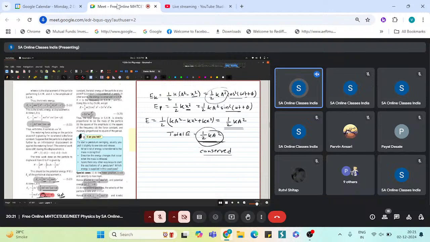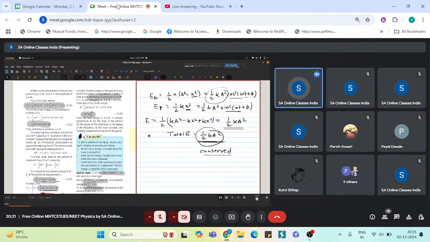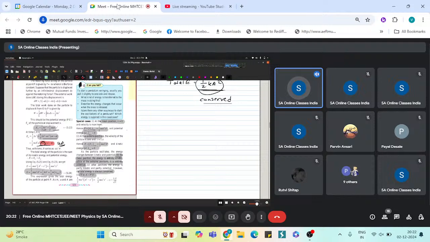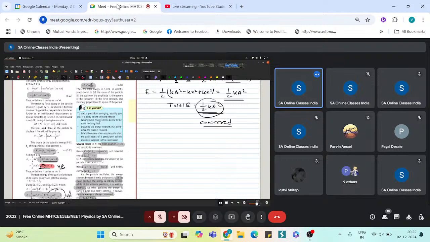That essentially means that where the potential energy is less, the kinetic energy will be more, and where the kinetic energy is more, the potential energy will be less, because the sum has to always be the same. So the total energy is conserved, but kinetic energy and potential energy keep changing and interconverting into each other. I think this is enough for this class, and we'll look at some questions now. We have reached till here, and we will look at the next section in the next class.